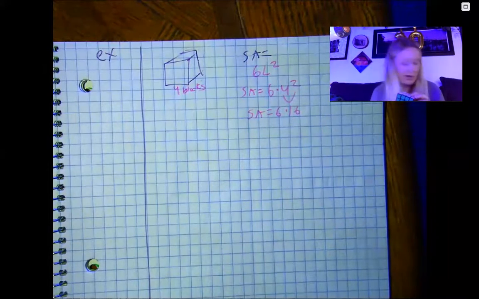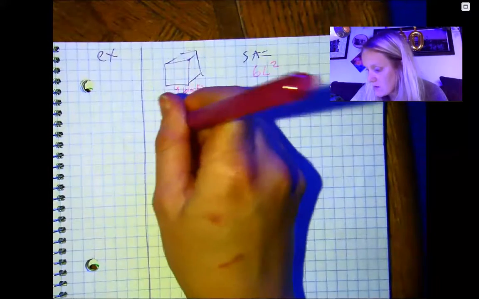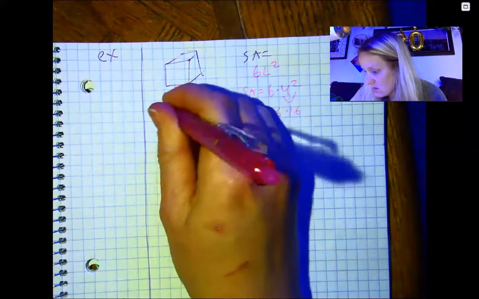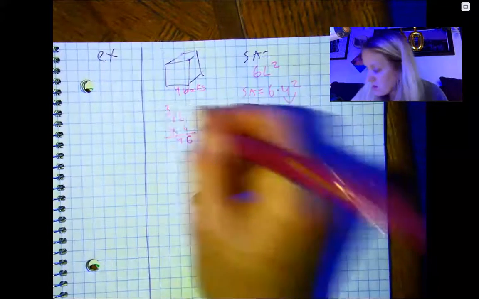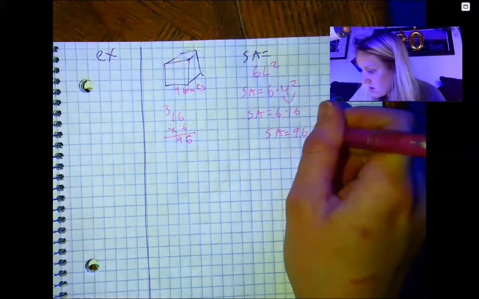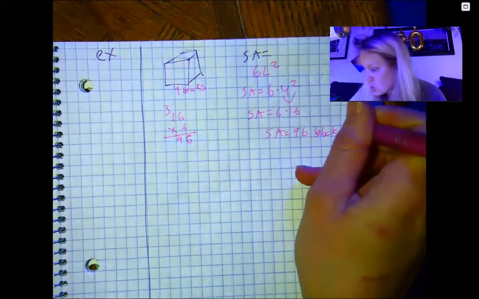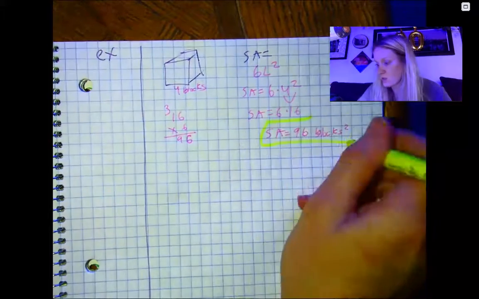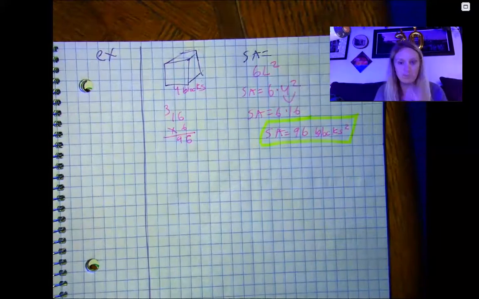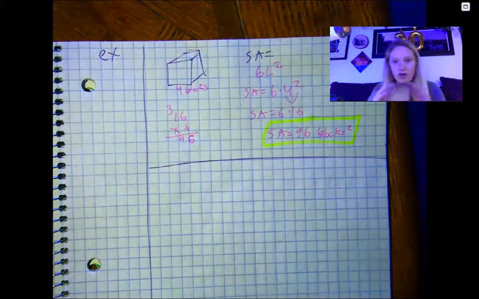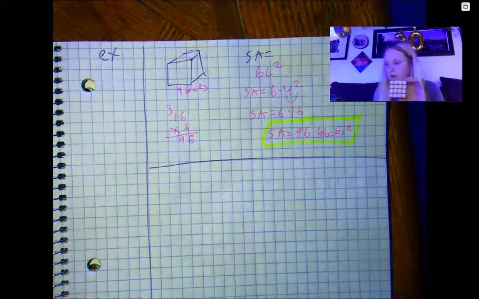Now I can use a calculator, or I can do it by hand. 6 times 16. 6 times 6 is 36. 6 times 1 is 6 plus 3 is 9. So the surface area is 96 blocks squared, because we're in 2 dimensions. We're only covering the sides. We're not going depth. You don't have volume to it, okay? All right, that's it. You just find the area of 1 square and then multiply it by 6.